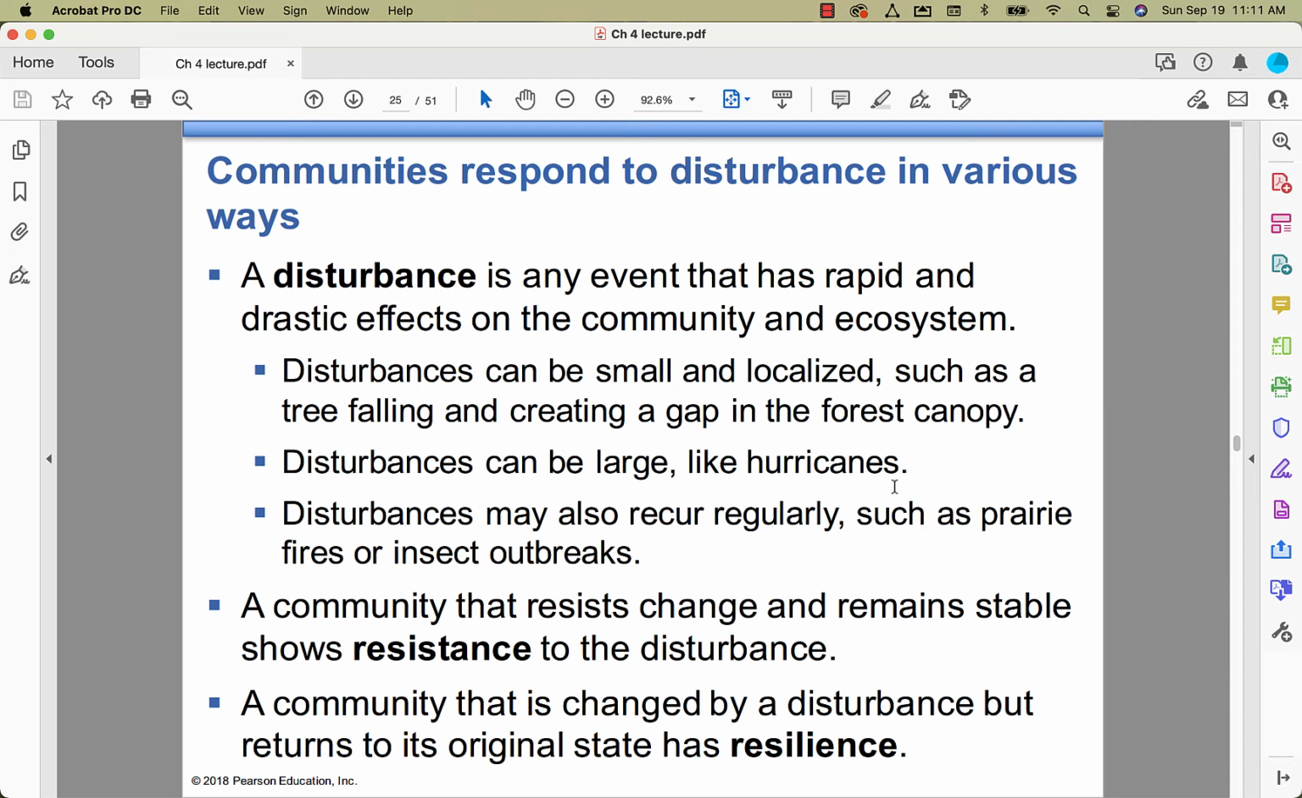A community that resists change and remains stable is said to be resistant to the disturbance. Okay. If you don't get poison ivy, even though you get the oil on your skin, you're resistant to poison ivy. So a community that doesn't change in the face of a disturbance is resistant. If a community gets changed, but it comes back to its original state, that community is said to be resilient. It has resilience. So it's like I get knocked down, but I get up again. All right. So there's a disturbance, but it can come back. So you can have a community that is resistant, but not resilient, and vice versa.